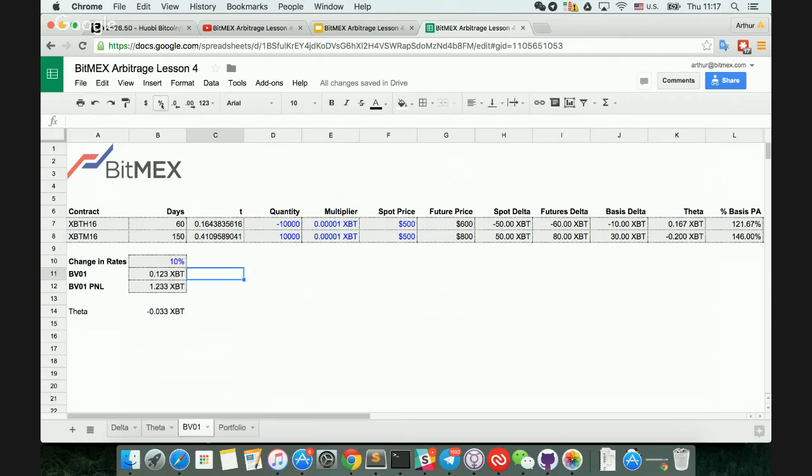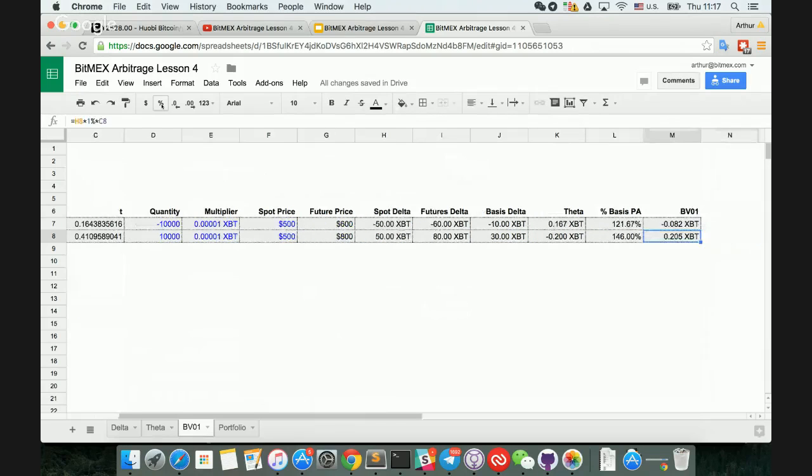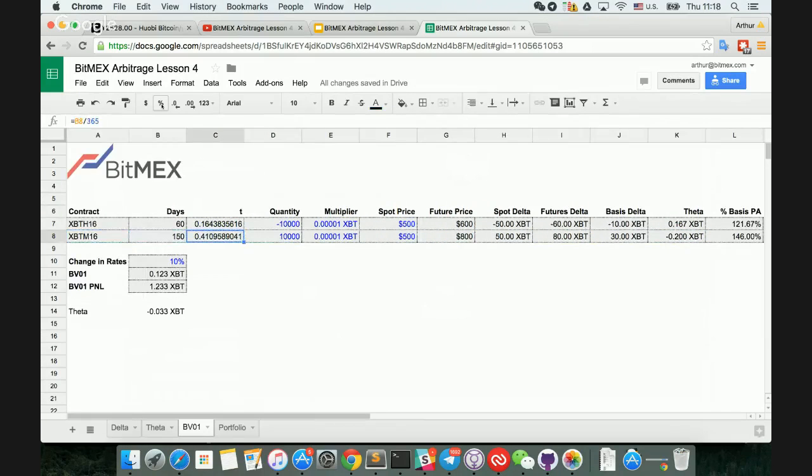And as you can see, the longer dated has a bigger absolute BV01 because of the T component. So the most important factor in this calculation is the time value, or the number of days divided by 365. The longer dated of a contract that you trade, the more the price will be sensitive to changes in interest rates, and the more you have to be cognizant of the premium or discount paid or received to trade this futures contract.